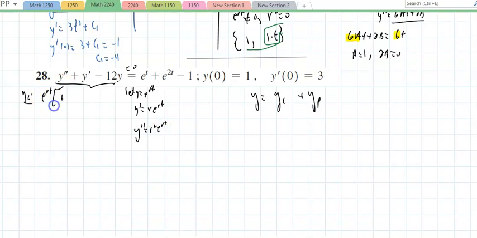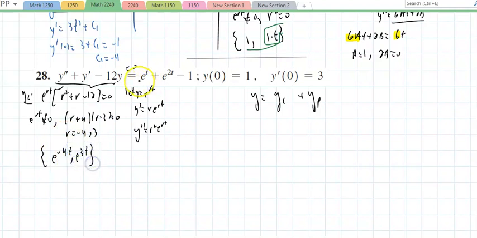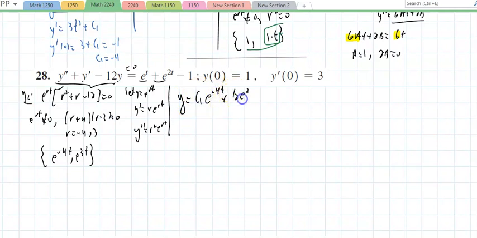e to the rt multiplied by r squared plus r minus 12 equals 0. e to the rt cannot equal 0. It must be that r plus 4 times r minus 3 equals 0. r equals negative 4 or 3. e to the negative 4t, e to the 3t. Luckily, that's not any of those. So far this is what I have. So far I have y equaling c sub 1 e to the negative 4t plus c sub 2 e to the 3t plus the particular solution.